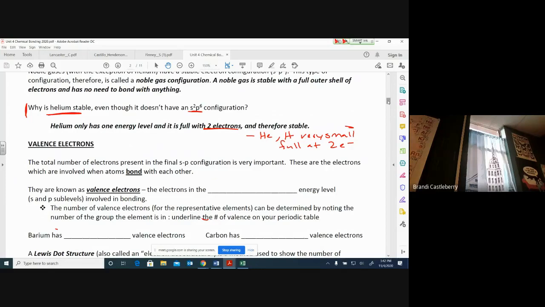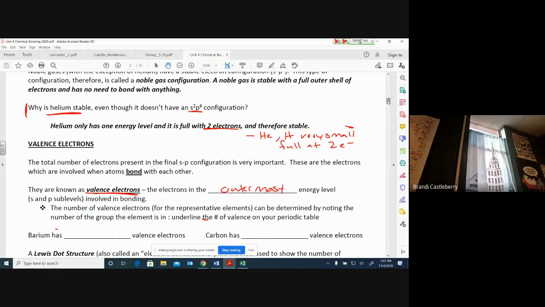All right. Now valence electrons. The total number of electrons present in the final sp configuration is very important. These are the electrons which are involved when atoms bond. That's why they're important. They are the ones that are doing the bonding, these outside electrons. They are known as valence electrons. I've already said that several times now. The electrons in the outermost energy level, where they're at. They're out there, touching the world, making bonds.